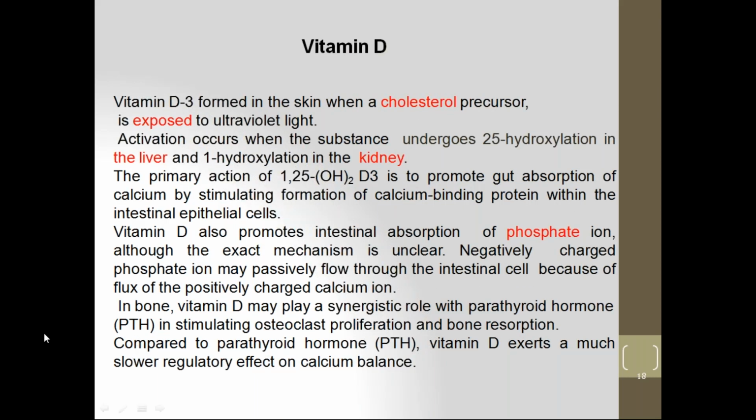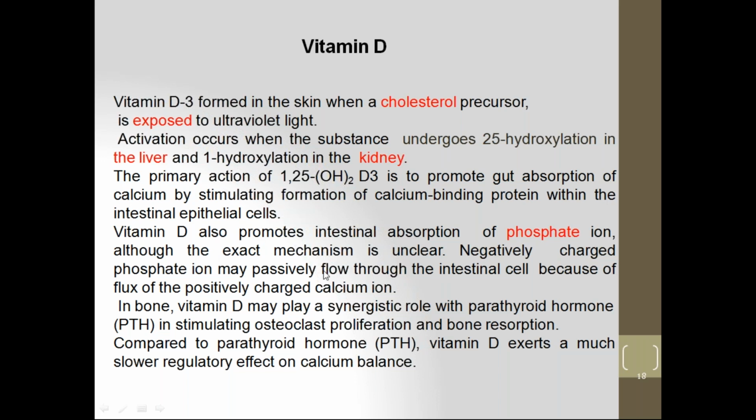Vitamin D3 is formed in the skin when a cholesterol precursor is exposed to ultraviolet light. Activation occurs when the substance undergoes 25 hydroxylation in the liver and 1 hydroxylation in the kidney. Parathyroid hormone increases the 1 hydroxylation in the kidney, leading to formation of the complete form, 1,25 dihydroxycholecalciferol. That promotes gut absorption of calcium by stimulating formation of calcium binding protein in the intestinal epithelial cells. Vitamin D also promotes intestinal absorption of phosphate ion, although the exact mechanism is unclear.